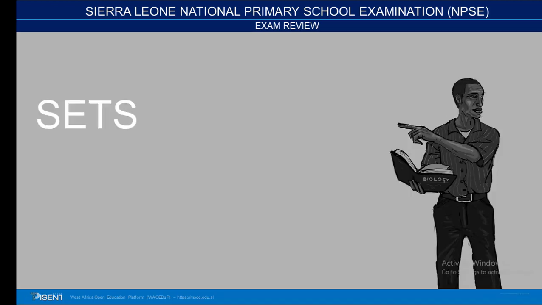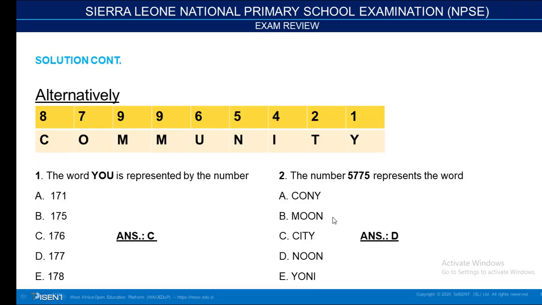Now look to our options. N, O, O, N is found at option D. That is, what is N? 5. What is O? 7. What is another O? 7. And then what is N again? 5. So it's N, O, O, N for 5775. So which means our option there is D.